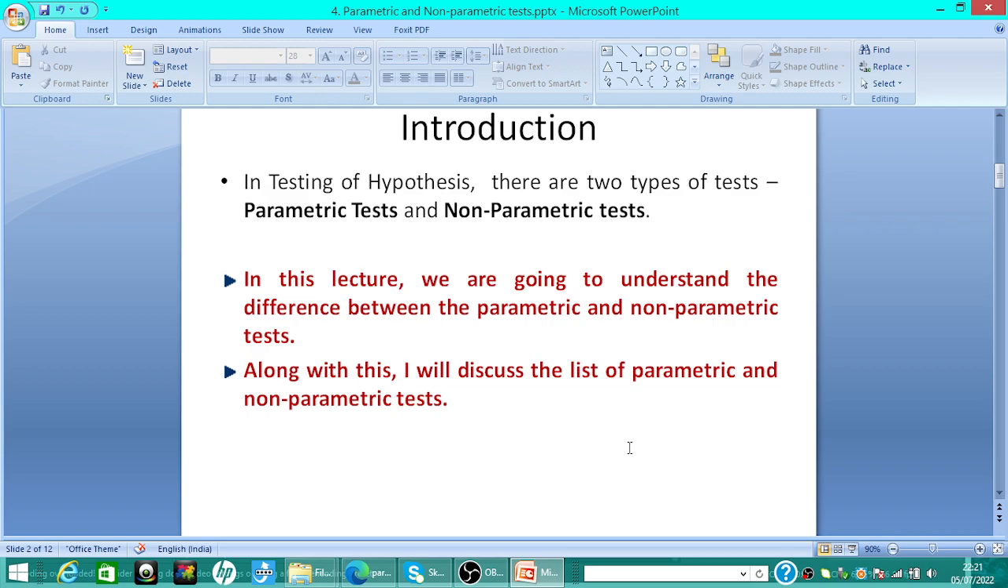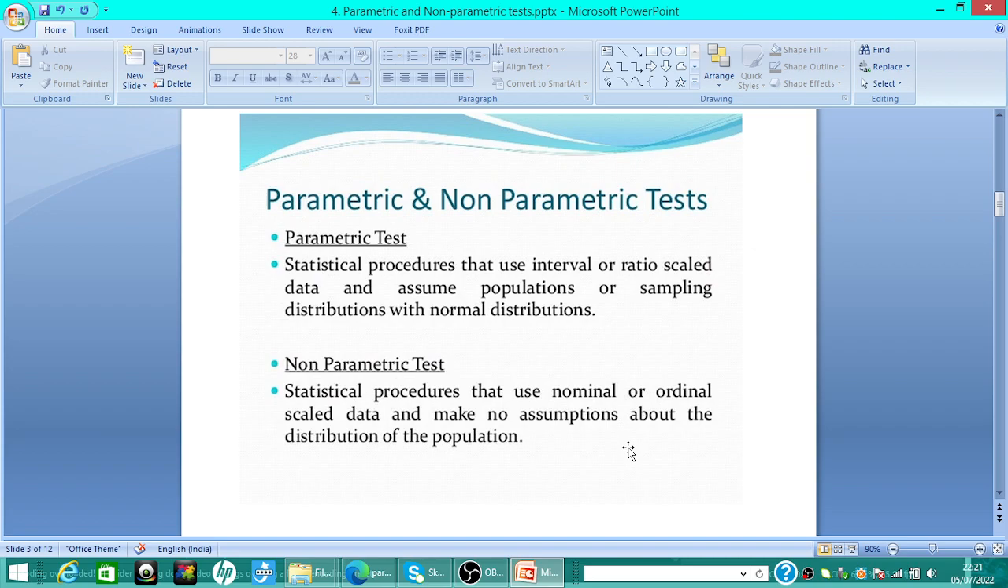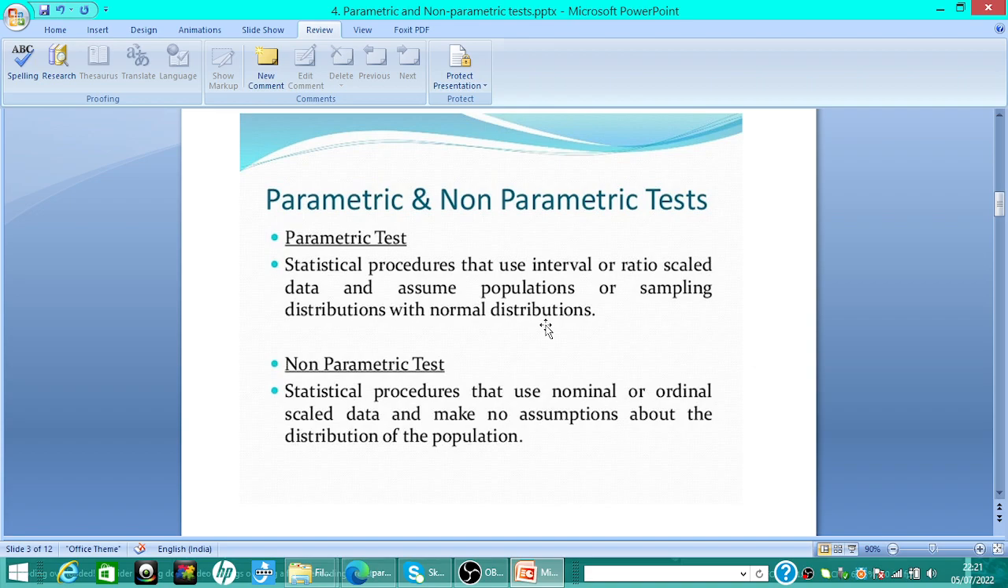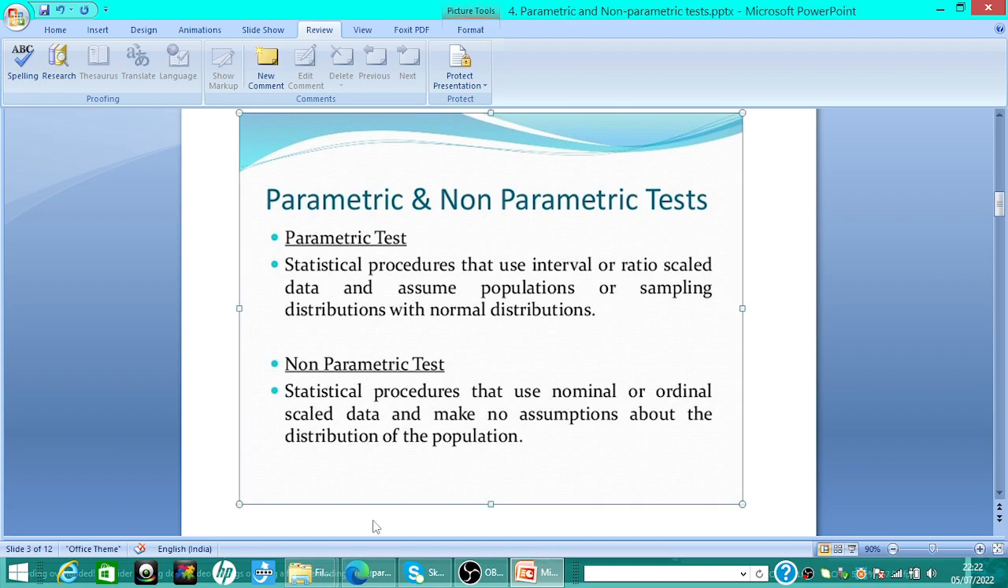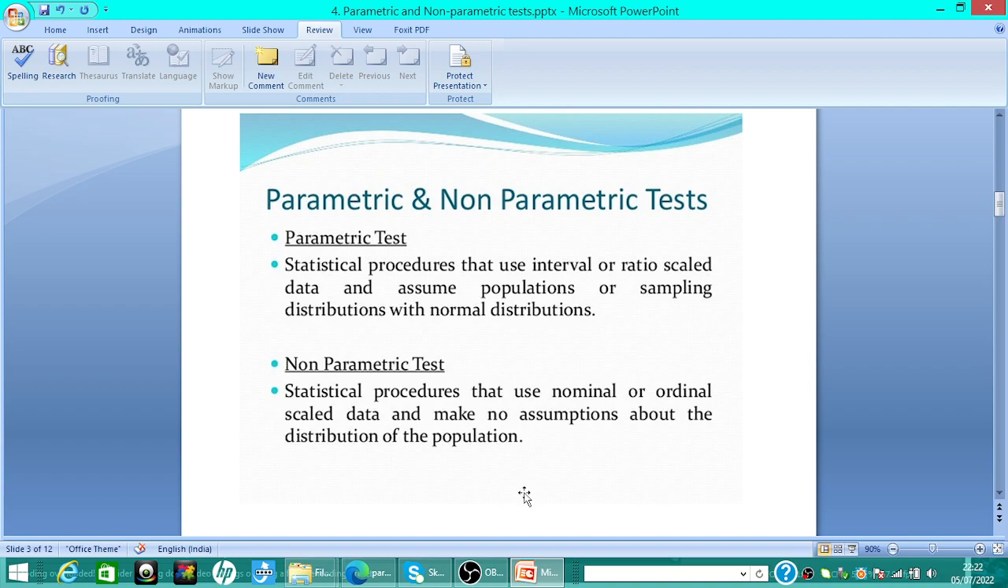So let's first understand what a parametric test is. Statistical procedures that are interval or ratio scaled, with normal distribution. For this kind of test, for parametric, the data must follow the normal distribution. Then non-parametric test: statistical procedures that use nominal or ordinal scale and make no assumption about the distribution of the population. One simple, obvious thing that comes to mind is that for a parametric test, the sampling distribution must be normal, whereas for a non-parametric test there are no such assumptions regarding it.